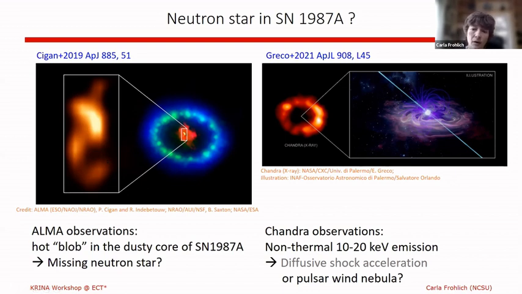From just earlier this year, there's another paper on the right from X-ray observations with Chandra. And you see again the ring, and at the very core, they detect non-thermal emission in the 10 to 20 keV range. They discuss two interpretations, diffuse shock acceleration or a signal of a pulsar wind nebula. They compare with MHD simulations, and the conclusion is, while they cannot rule out diffuse shock acceleration, it is more likely that this non-thermal emission is the effect of a pulsar wind nebula.